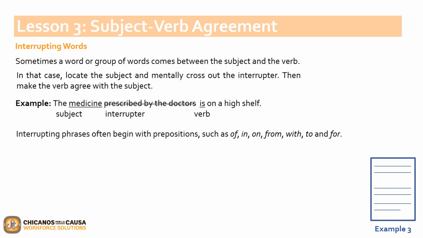Interrupting phrases often begin with prepositions such as of, in, on, from, with, to, and for. For example, the following sentence says, a pile rests in the front hallway. The word pile is the subject, the word rests is the verb, and the interrupter are the words of medical supplies that are crossed out.